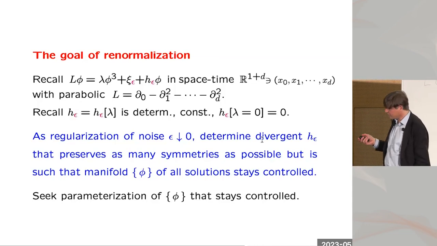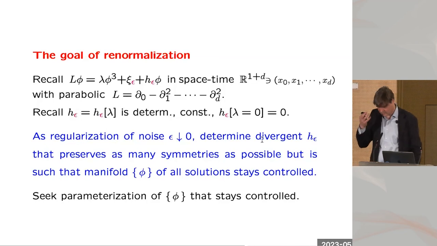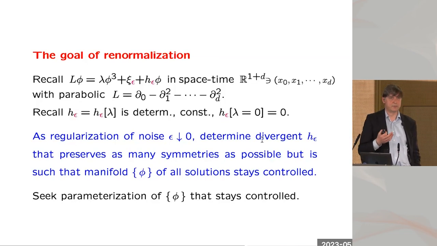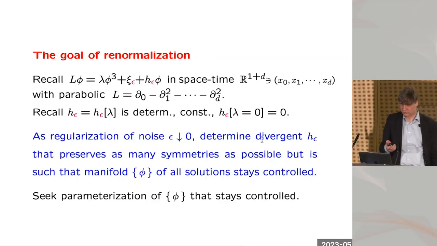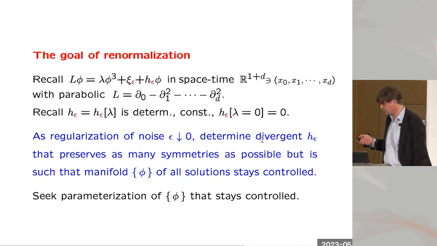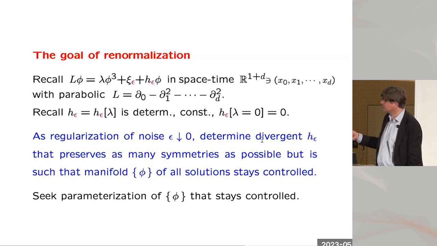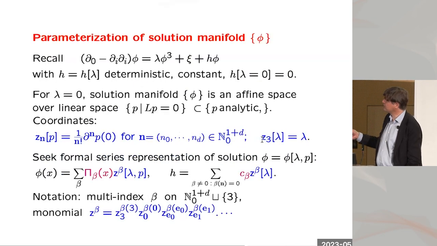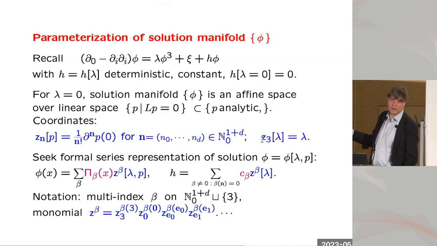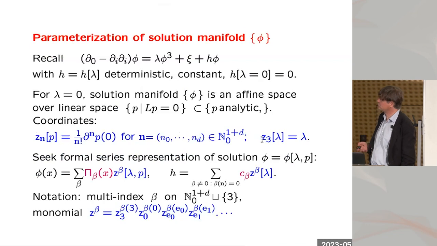And to make sense of this quest of keeping your solution manifold controlled, it's natural to think in terms of a parametrization of the solution manifold, in the sense of introducing coordinates on it. That's what I want to do next, and that's a standard approach in this field. So here again is the problem. We have the heat operator phi, we have the cubic nonlinearity, we have the noise, and we have the counter term, which is just a deterministic constant that depends on the parameter in front of the noise strength. And of course, if lambda happens to be zero, so if you're in the linear case, then also h should be equal to zero.